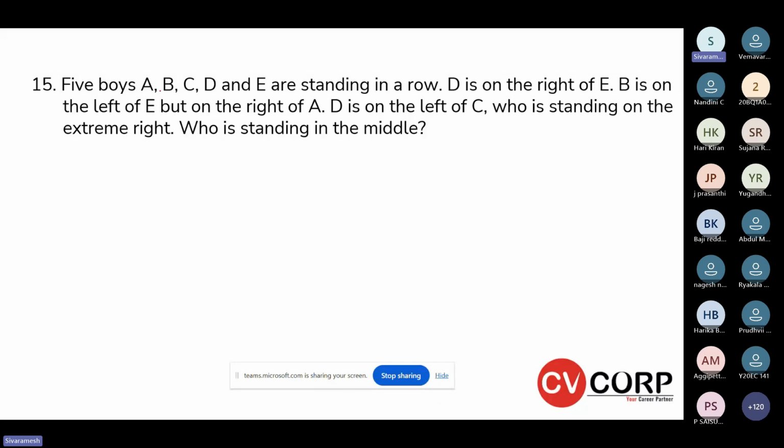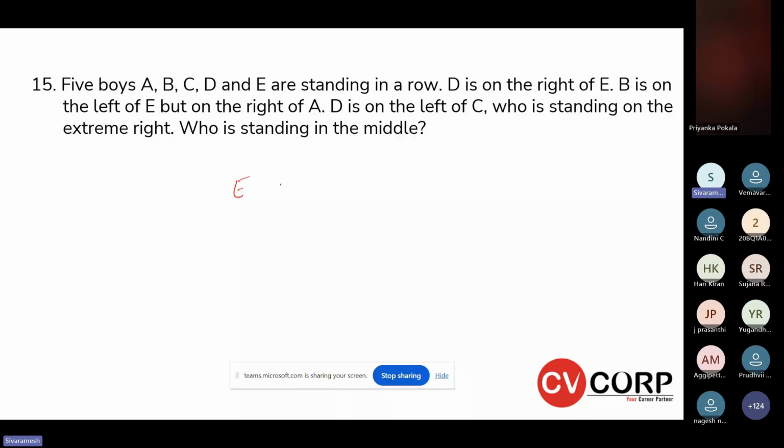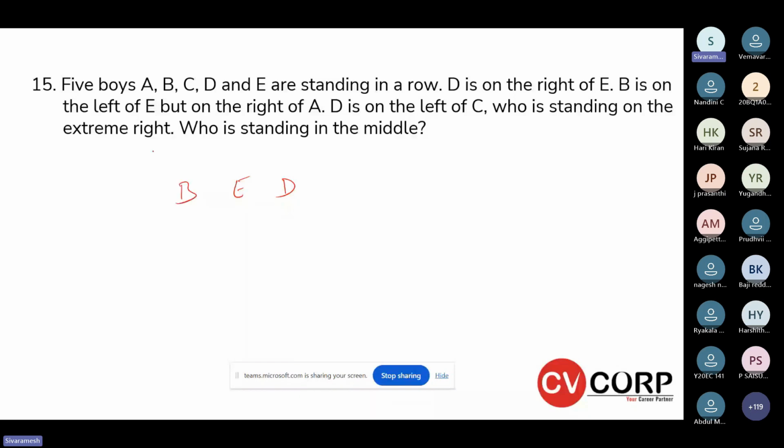So let's say 5 boys A, B, C, D, E are standing in a row. They mentioned that D is on the right of E, so D should be on the right side of E. B is on the left of E, and right of A. D is on the left of C. Obviously, who is standing at the extreme right?